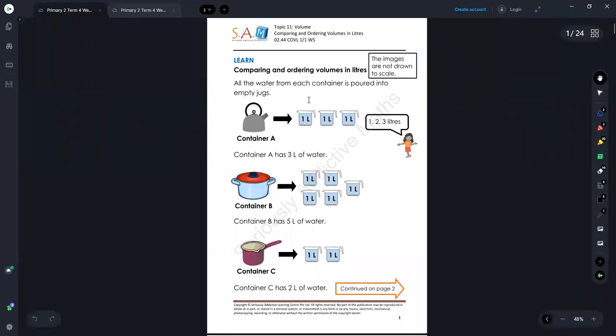Hello teachers, this is the instruction guide for primary 2, term 4, week 3. For this week, there are 3 booklets. The first two are the ones that you go through in class, and the third one is actually a test, right? Test on money, okay? So let's talk about the first 2 books. The first 2 books are on comparing and ordering volumes.